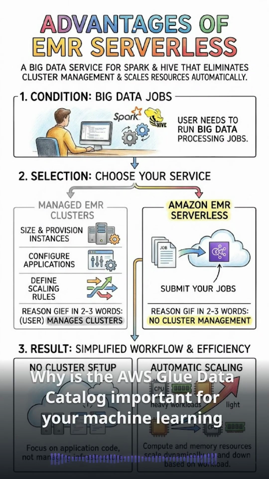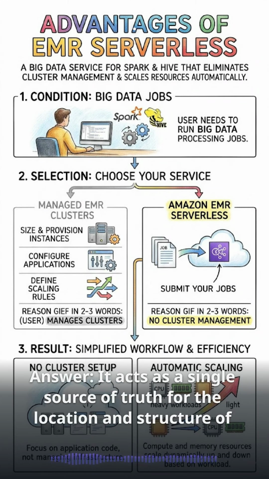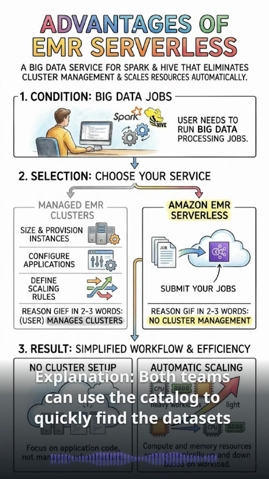36. Why is the AWS Glue Data Catalog important for your machine learning and data teams? It acts as a single source of truth for the location and structure of all data. Both teams can use the catalog to quickly find the datasets they need for analysis or training.